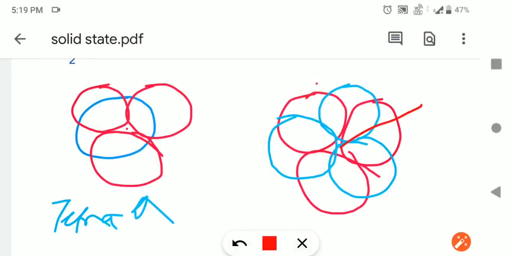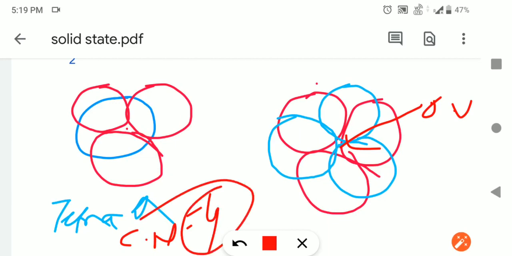This void is known as what? Octahedral void. Why is this tetrahedral? Because when you go for the coordination number, its coordination number is 4. How is the coordination number 4? 1 is the blue sphere and 3 are the red spheres. So the coordination number is 4, and for this one the coordination number is 6. Whose coordination number? I am talking about the coordination number of the void, the gap in the middle. With this gap, 6 spheres are directly attached. 3 are red, 3 are sky blue. So the coordination number is 6.